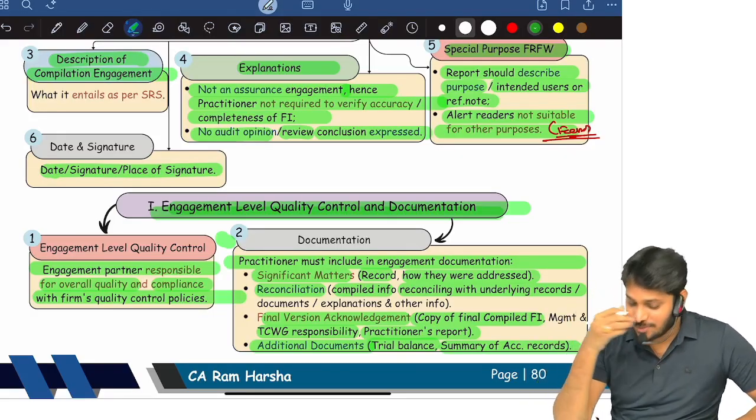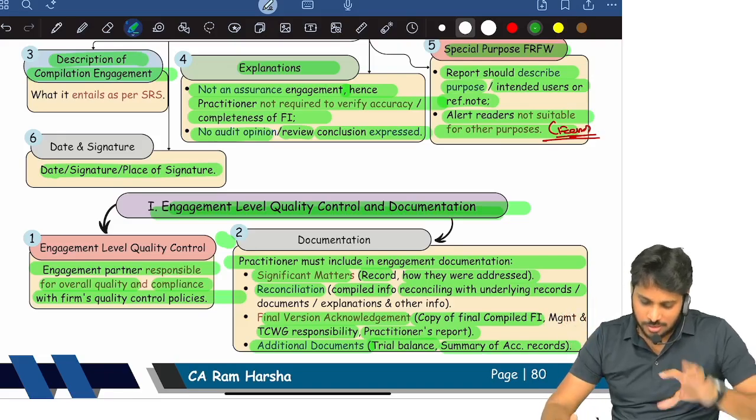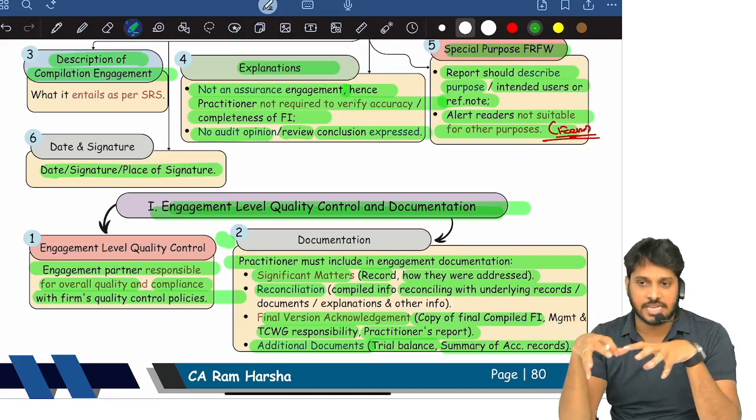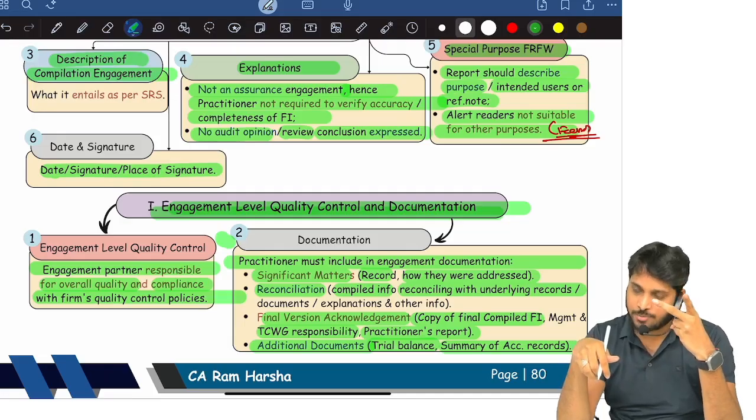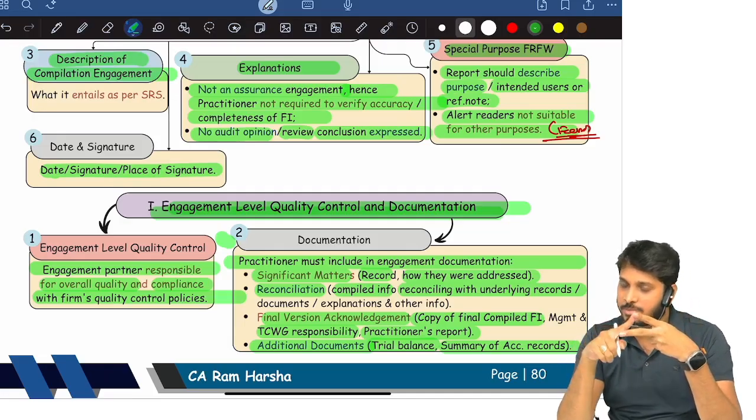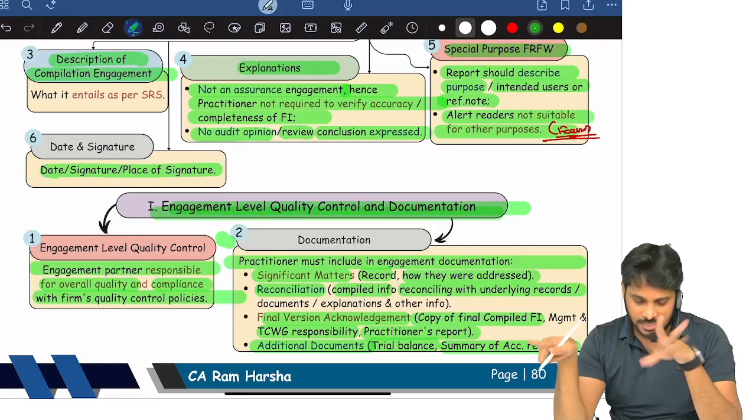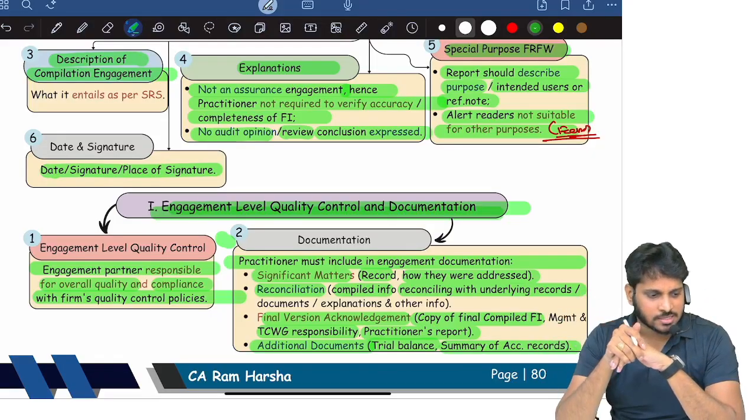Fine. So engagement level quality control and documentation. With this, the compilation engagement is completed. In both agreed upon procedures and compilation, fundamental principles apply, but independence is not mandatory. That's it. Clear?